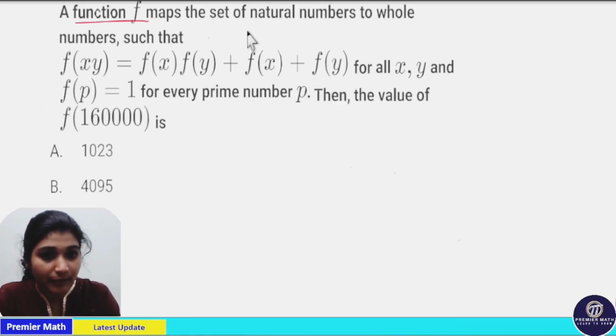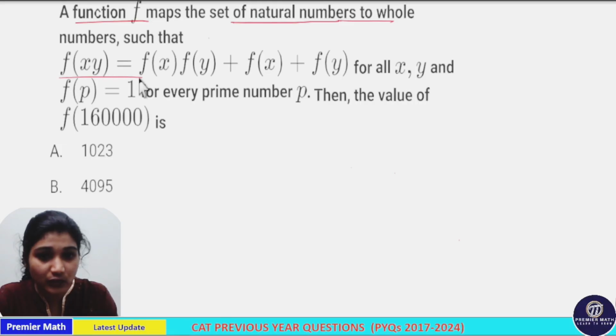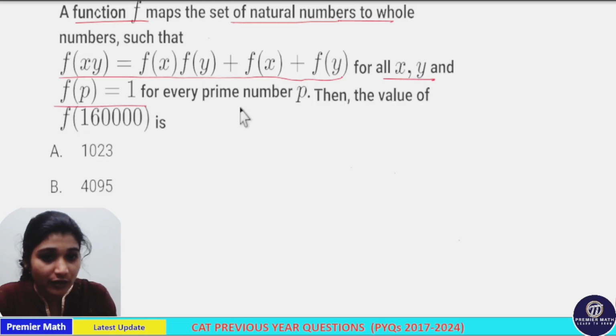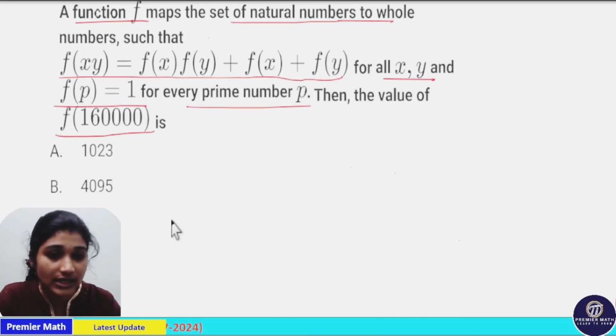A function f maps the set of natural numbers to whole numbers such that f of xy is equal to f of x into y plus f of x plus f of y for all x, y, and f of p is equal to 1 for every prime number p. Then the value of f of 1,60,000 is.